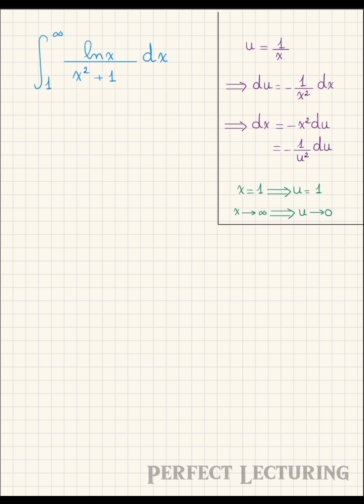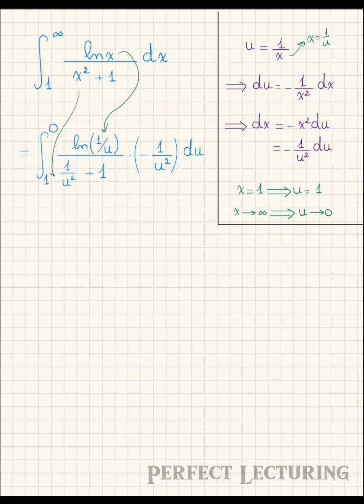Alright, first of all, I'm going to apply this change of variable. So I'm going to let u equal to 1 over x. So this is the u, which is u prime times dx. And of course, we have to change the boundaries. And the integral becomes like this. Of course, here, since u is equal to 1 over x, then x is equal to 1 over u. So we replace x by 1 over u, as well as this x squared by 1 over u squared.